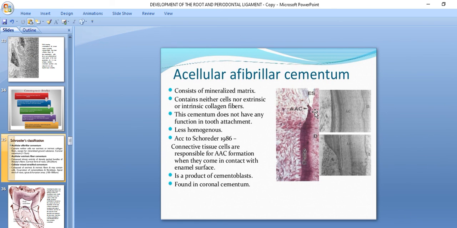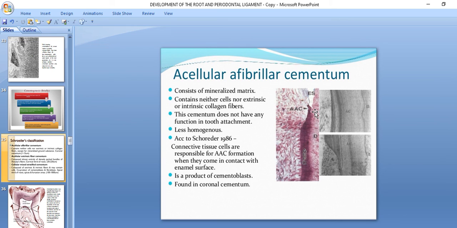This occurs shortly before eruption or as the tooth is just starting to erupt. At this stage, or even after eruption, cementoblasts deposit initial layers of acellular afibrillar cementum, which is homogeneously mineralized. As this is acellular cementum, it is assumed that serum proteins and minerals precipitate together on the enamel surface without the involvement of cementoblasts. This type of cementum was formerly also known as coronal cementum.